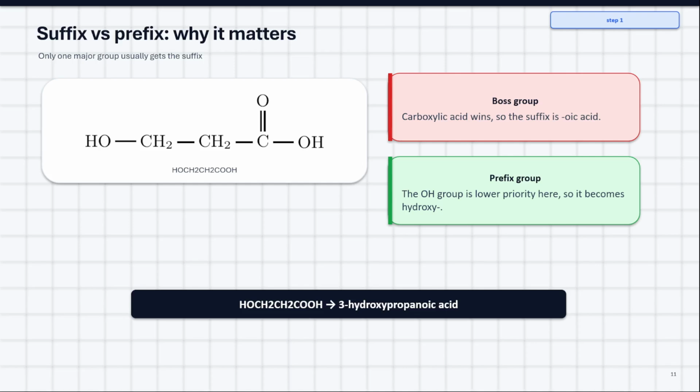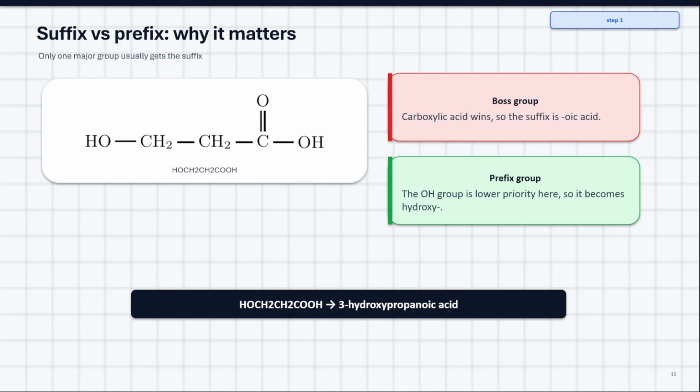This example shows why priority matters. The structure is HOCH2CH2COOH. There is an alcohol group and a carboxylic acid group. If we tried to name both as main endings, the name would become messy and incorrect. The carboxylic acid has higher priority, so it controls the suffix.